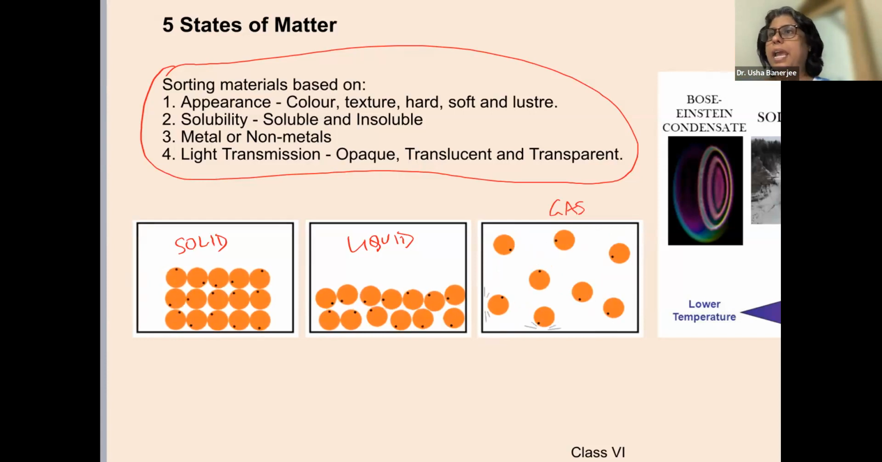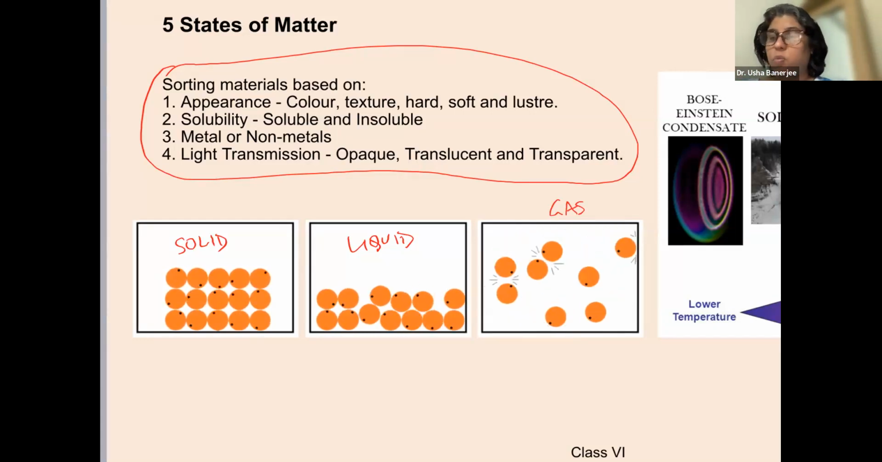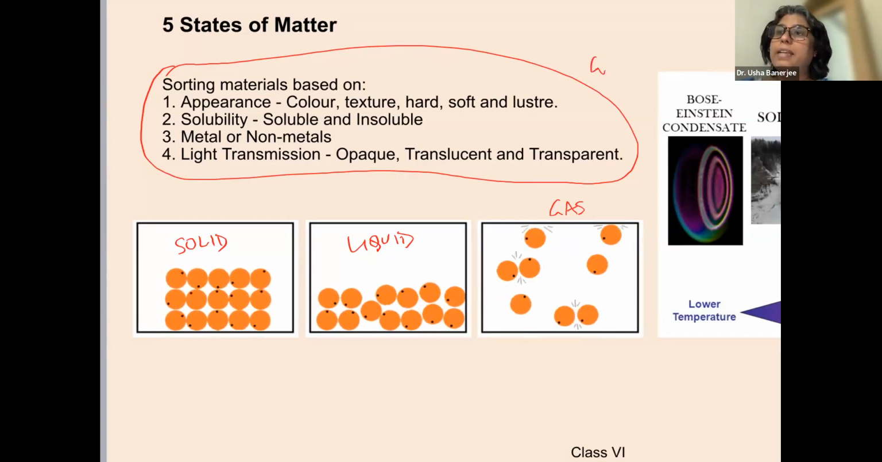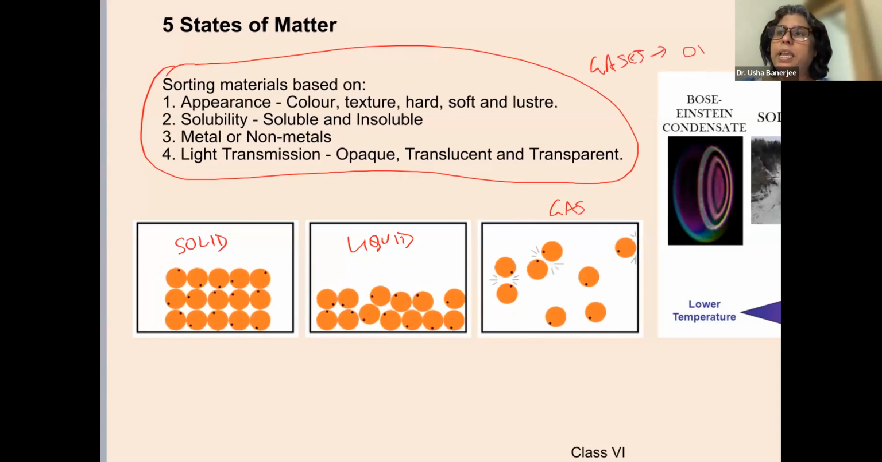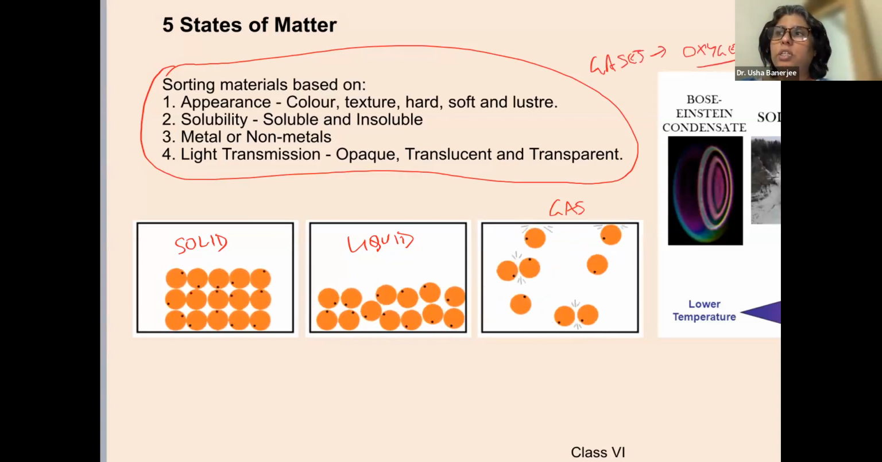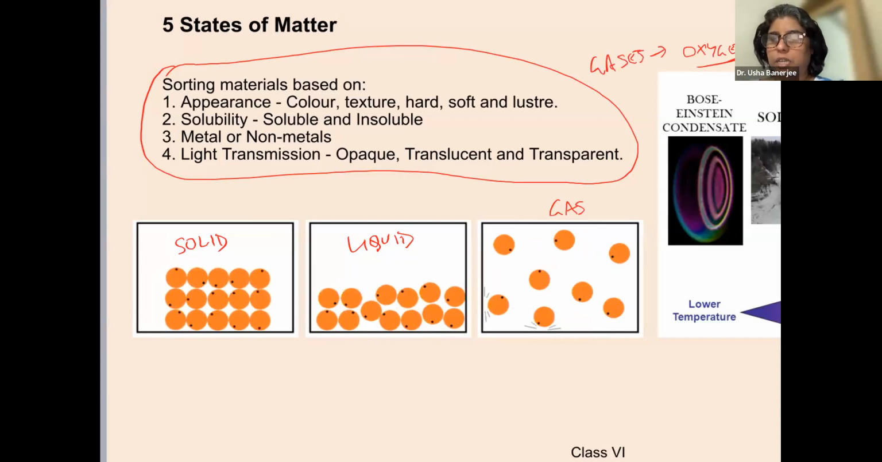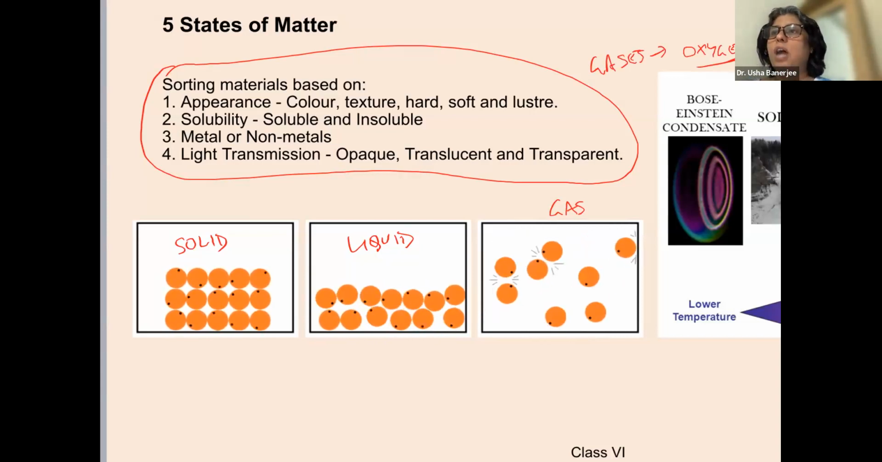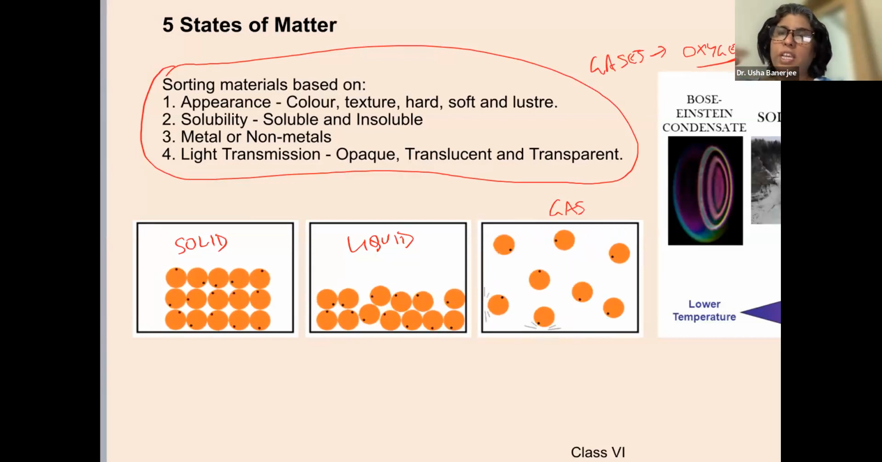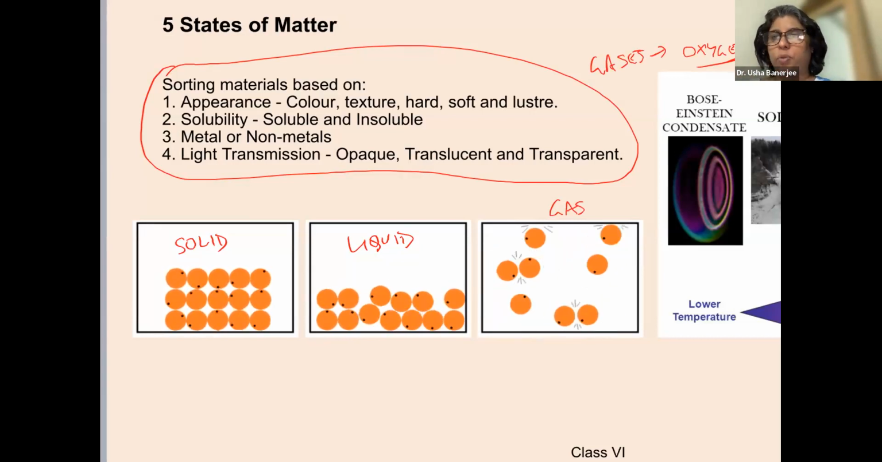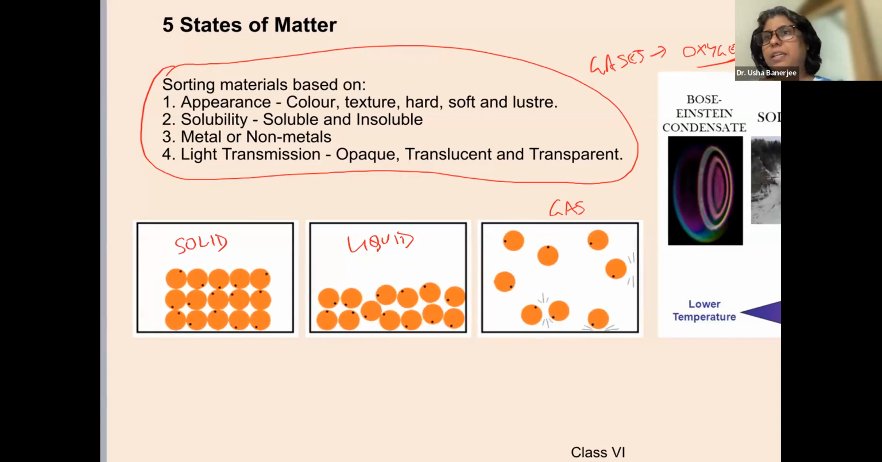Plastic, wood, correct. What about plastic, wood, that's correct. All your gases. So we are breathing oxygen. Oxygen is a non-metal. And we know that plants take in carbon dioxide for doing photosynthesis. That is again a non-metal.